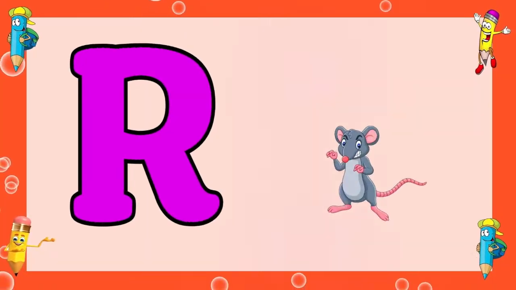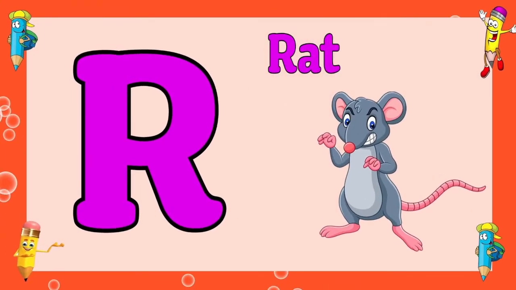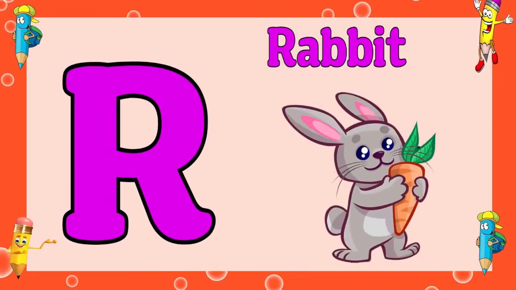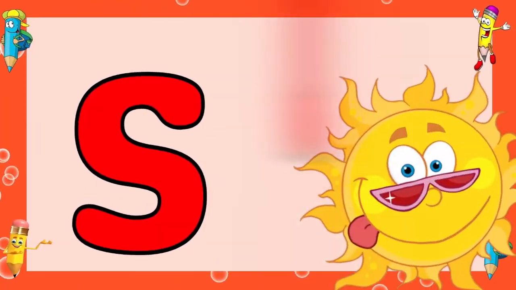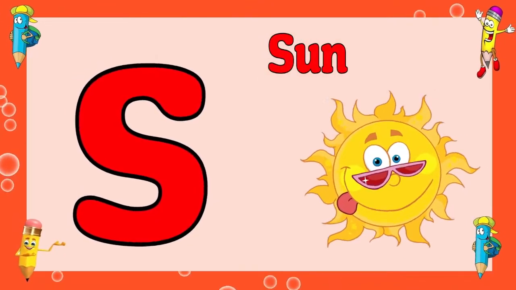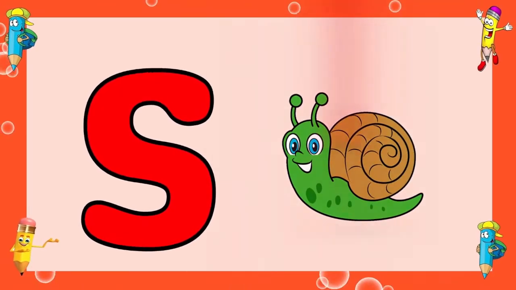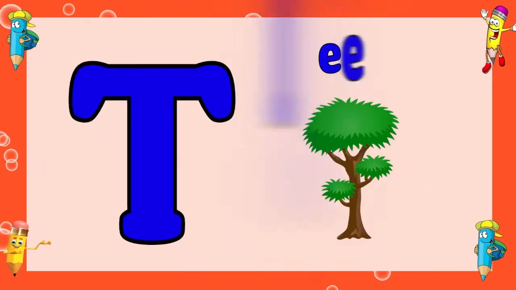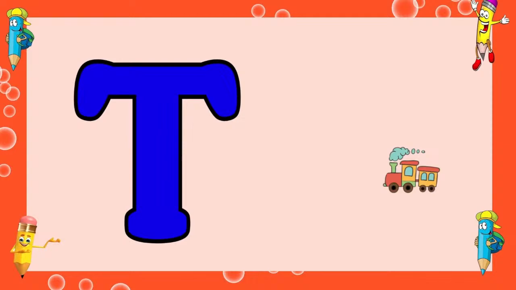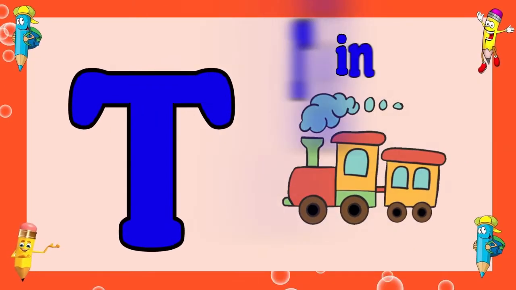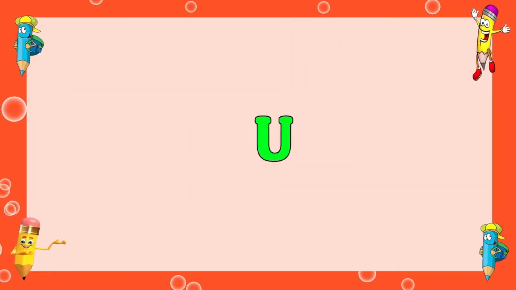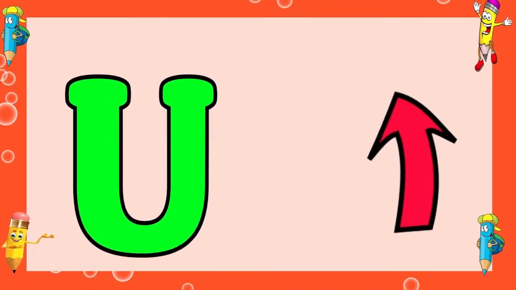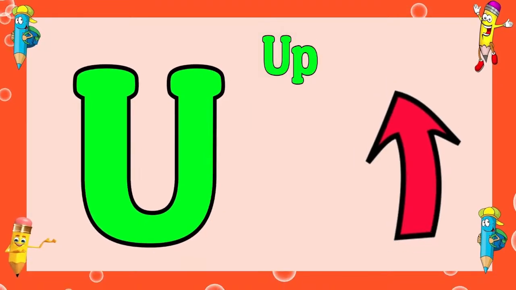R is for rat, rat. R is for rabbit, rabbit. S is for sun, sun. S is for snail, snail. T is for tree, tree. T is for train, train. U is for umbrella, umbrella. U is for up, up.